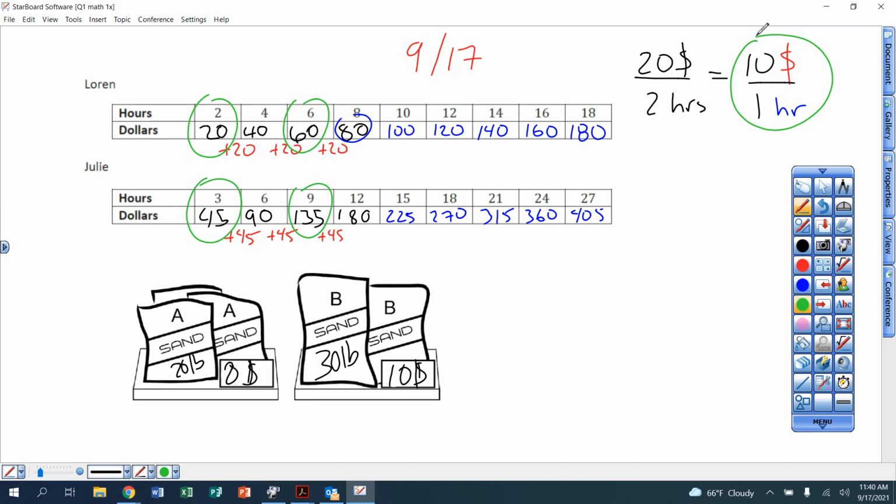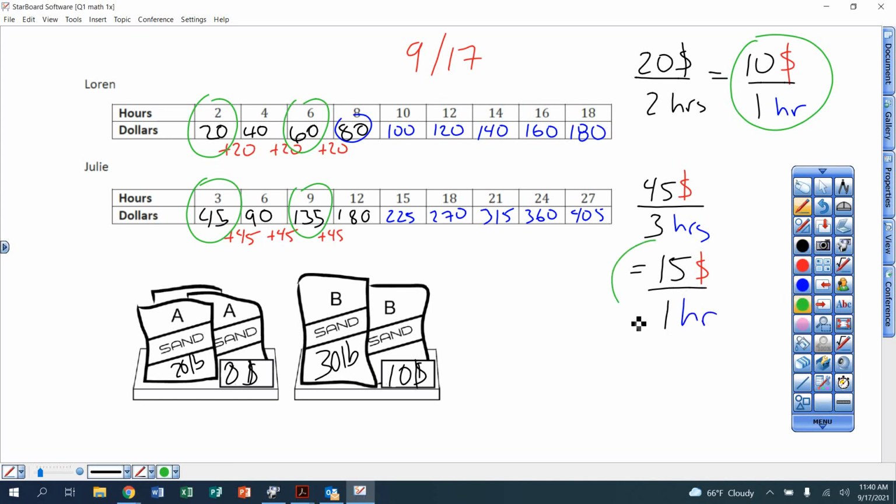To find Julie's unit rate, again, take the money unit on top, always money on top. We always do dollars per hour, dollars per pound, dollar per inch, dollar per bike, dollar per day. And I put the 3 hours on the bottom. If I divide that out, this will give me this person's unit rate. $15 for every 1 hour that this person works.